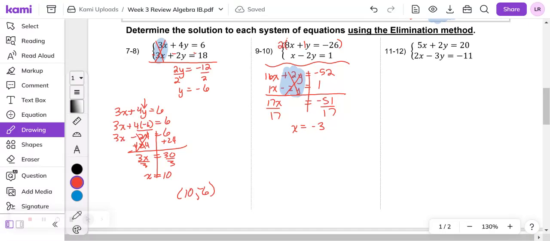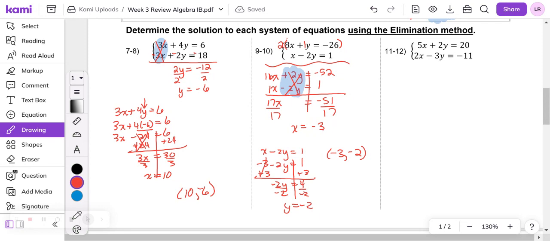Now I can make my choice of which one I want to work with. I think I'm going to work with the bottom one, x minus 2y equals 1. I know the answer for x is negative 3, so I'm going to put that in its place. Now I solve the equation. Add 3 to both sides. I get negative 2y equals 4. Divide by negative 2, and y equals negative 2. Negative 3, negative 2 would be my answer.